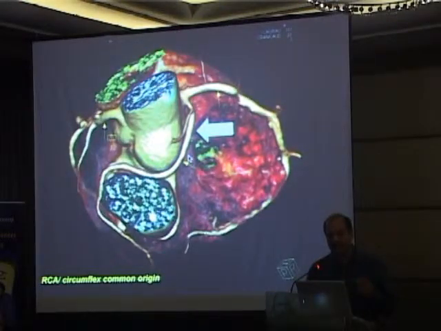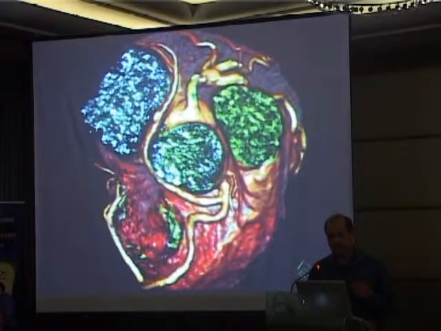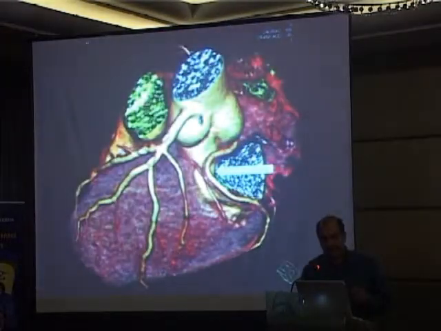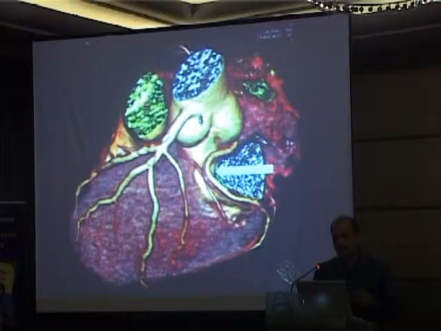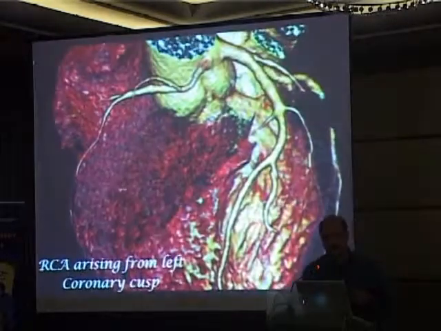But here you can see very nicely that there is a circumflex which is originating from the RCA, from the right coronary cusp, and it's traversing around. And these are different VRT images showing you the course of the circumflex, which originates from the RCA, and as it comes behind the aorta and goes into its normal position.